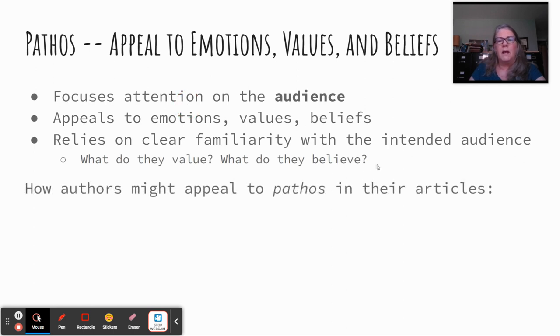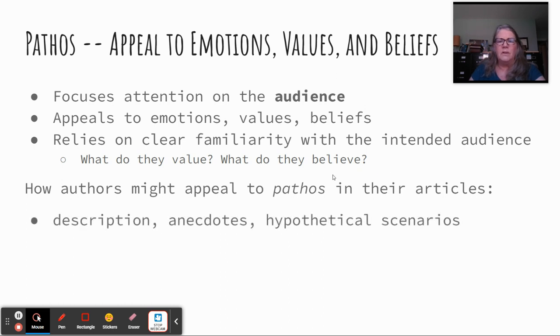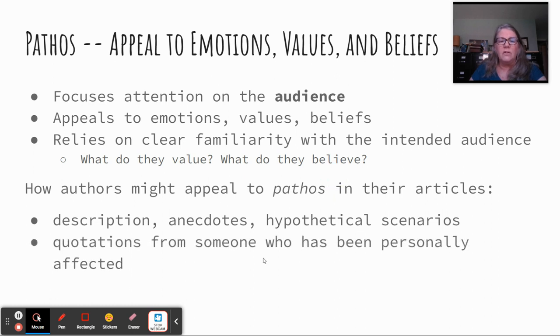Right. Some of the ways you might see pathos being brought into an article: description, anecdotes, hypothetical scenarios. Forbes doesn't have a lot of this, but some of the other articles that you're reading for the Unit 4 work definitely have some of these kind of descriptions, maybe some anecdotes. So you'll see that in some of the other ones. Forbes doesn't do that too much. Quotations from someone who's been personally affected by the issue. Again, Forbes has more quotes from experts, not somebody who, say, has a lot of student loan debt or anything like that. So he's not really using a lot of pathos in that way.